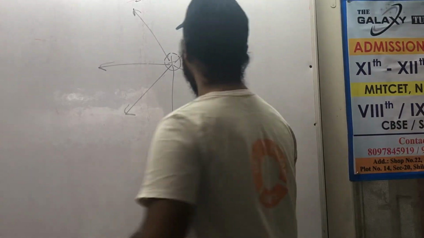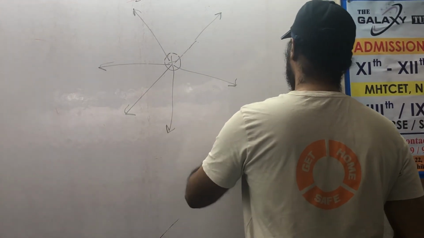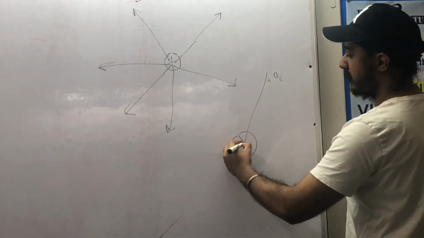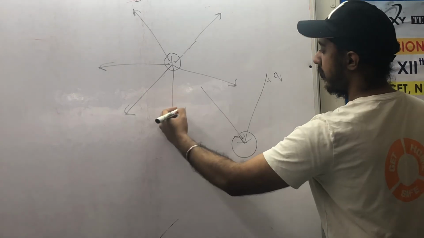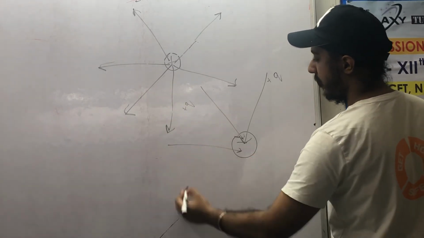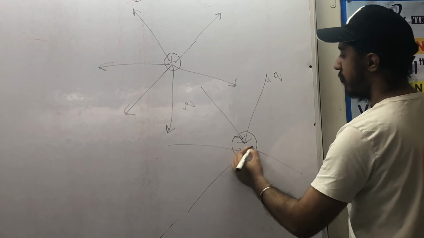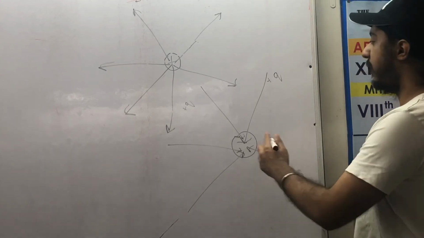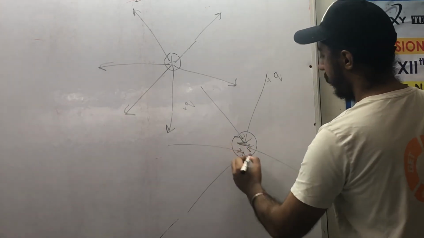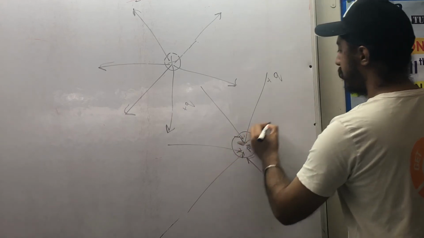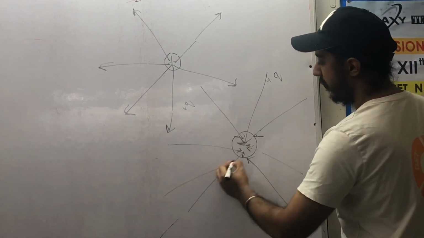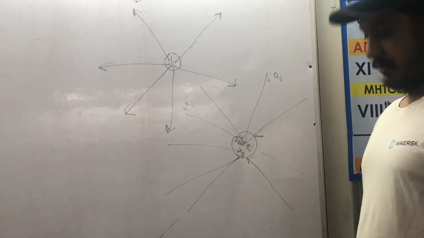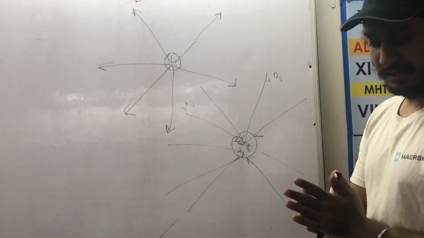Okay. Now in case of a negative charge, whenever you bring a small test charge towards it, what will happen? It will pull it towards itself. If you bring it from here, it will pull. At all points it will try to pull. So in case of a negative source charge, the electric field lines will look like this.